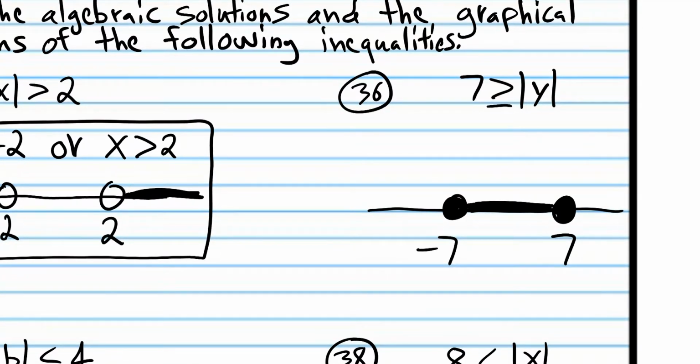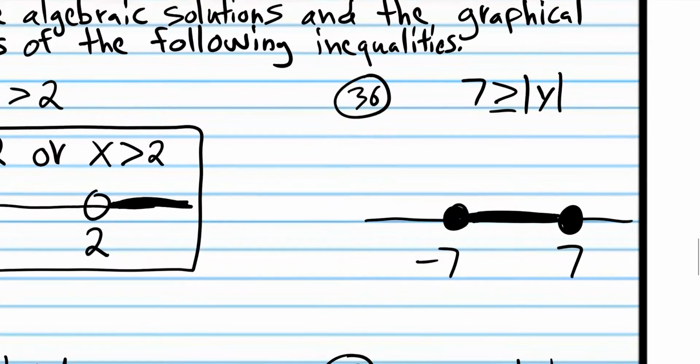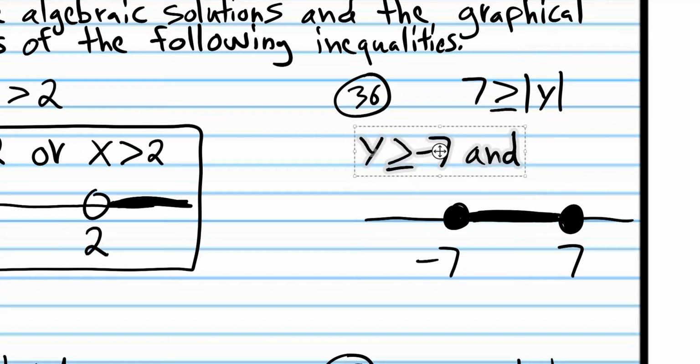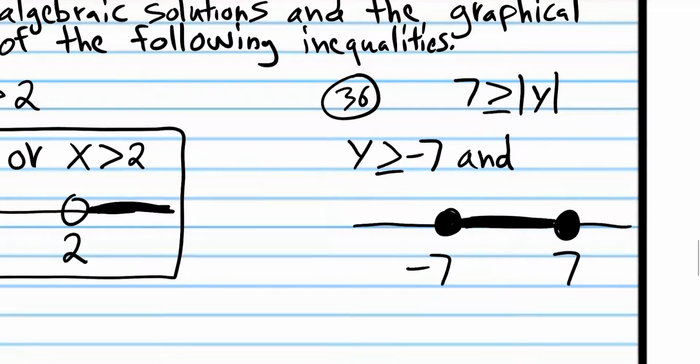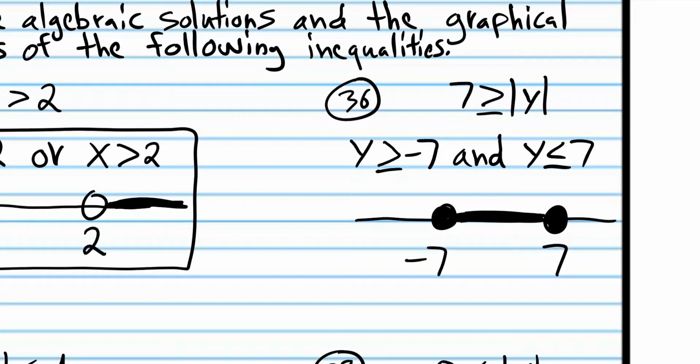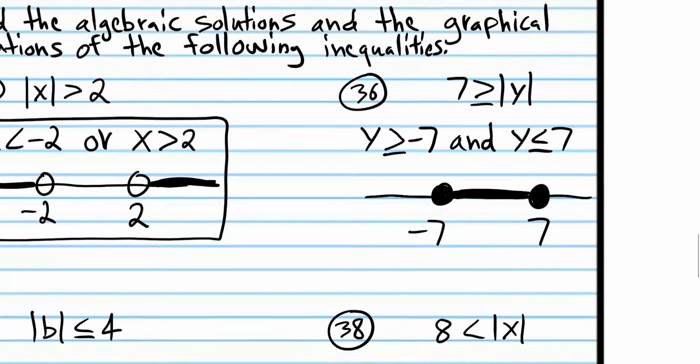Now we also want to write the algebraic solution, and again, you just figure this out by plugging in values. So the algebraic solution is y is greater than or equal to -7, and it's very important that we use the word "and" in this situation. If we don't use the word "and," then it's not going to be correct. And y is less than or equal to 7. So both of these must be true.